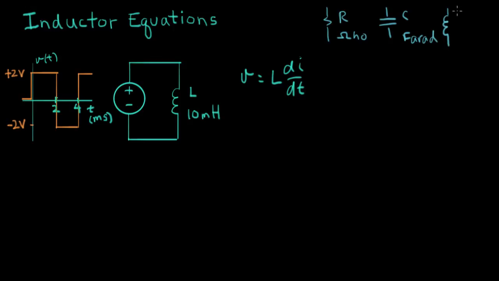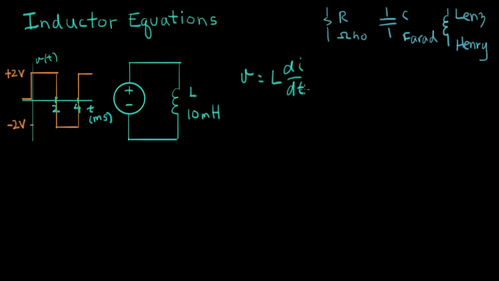And for the inductor, we have two other letters we use, L and H. L is the name of the component, and that's named after Heinrich Lenz, and he did some research in induction. And the unit is named after Henry. So R, C, and L are the names of the components, and ohms, farads, and henries are the units. Okay, let's get back to our inductor.